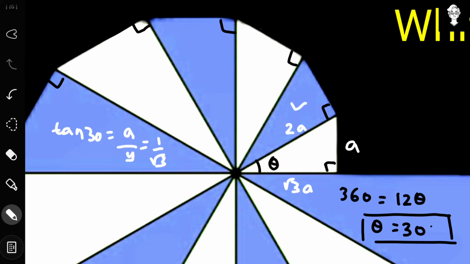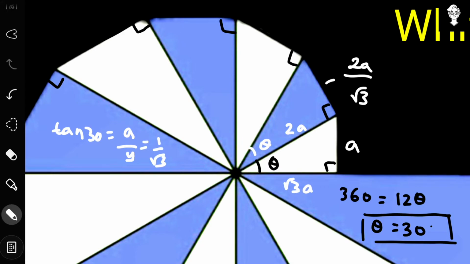Now look at this blue triangle, we have the base equal to 2 times a. This angle was theta and theta has a value of 30 degrees. So we can again take the ratio of tan 30 degrees in this triangle so as to get the height, that is going to be equal to 2 times a upon root 3. So in this triangle, the height is 2 times a upon root 3, the base is 2 times a. And in the previous one, the height is a and the base is root 3 times a.